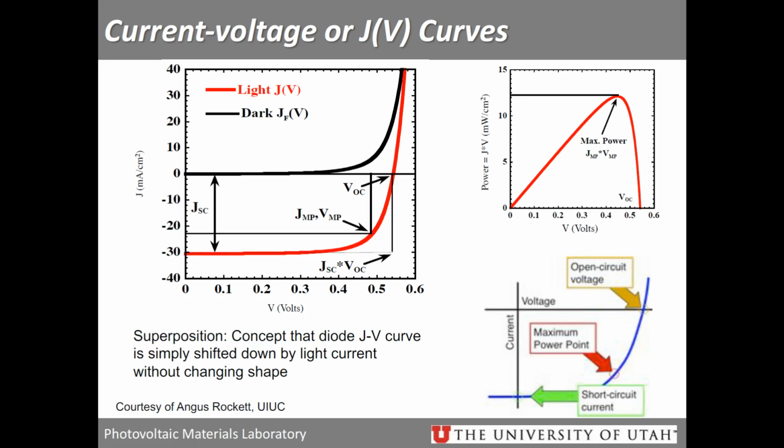This is a superposition of two different concepts: the diode JV curve, or the power voltage curve, is simply shifted down by the light current without changing the shape of your IV or PV characteristics. That is, you can have a point where you can deliver maximum power across your circuit with a given photoelectric current generation.